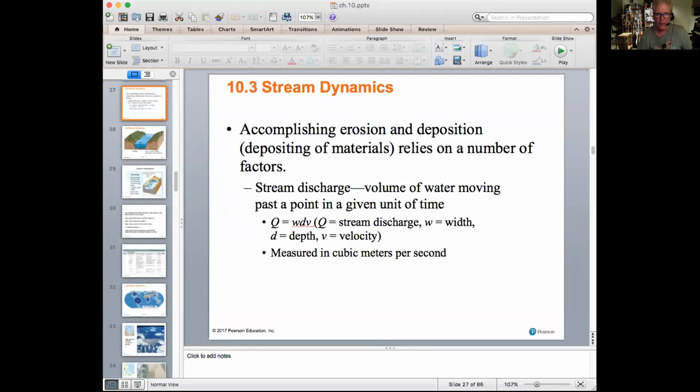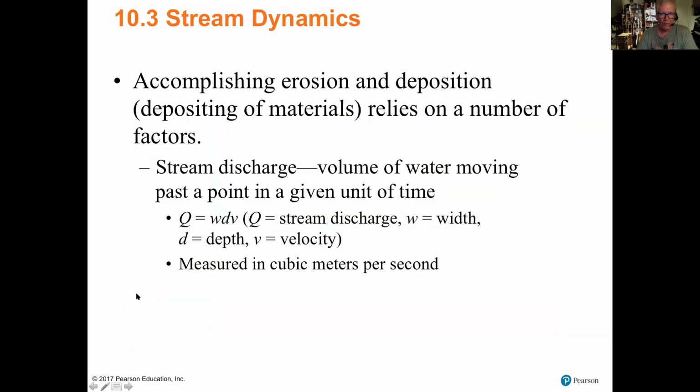Okay, continuing on with stream dynamics, let's look at erosion and deposition. Two things that happen over the course of the life of the stream. You're either eroding and then eventually you carry that material and you deposit that. Now, one of the main factors of this is what we call the stream discharge, the volume of water moving past a point in a given unit of time.